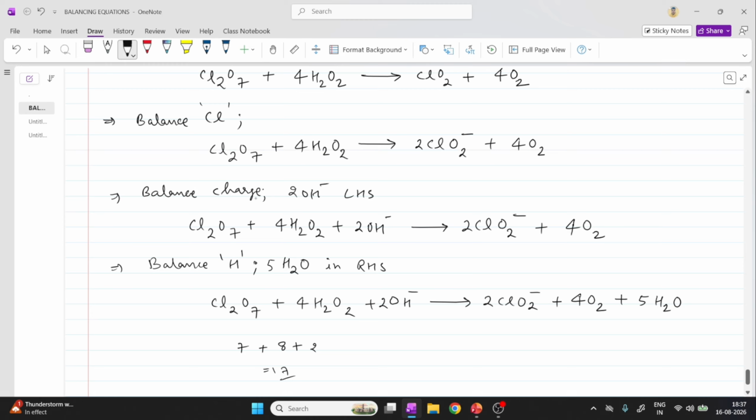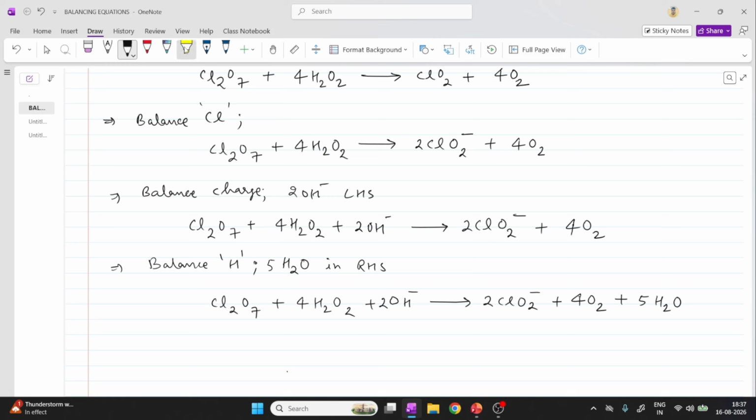On this side I have 2 and 2 twos are 4, plus 2 fours are 8, and then 5. So 8 plus 5 is 13, plus 4 is 17. Fine. So both sides have the same oxygen atoms, 17 each. That means this particular equation is balanced with respect to both hydrogen and oxygen. So this is the final balanced equation that we have.